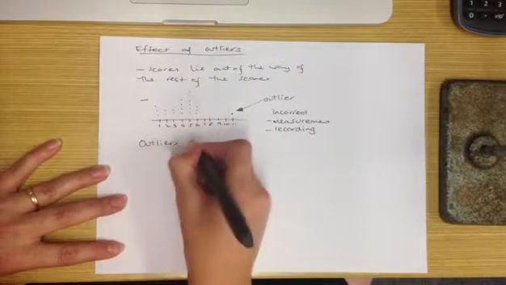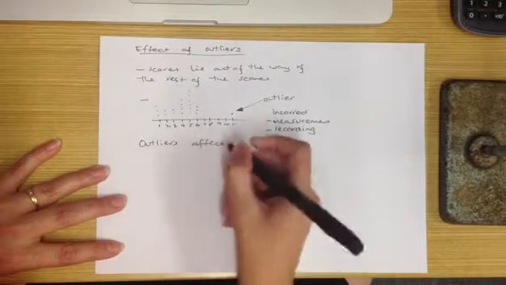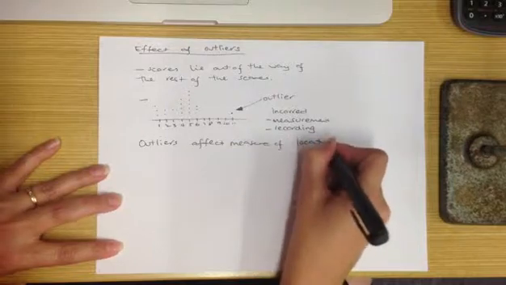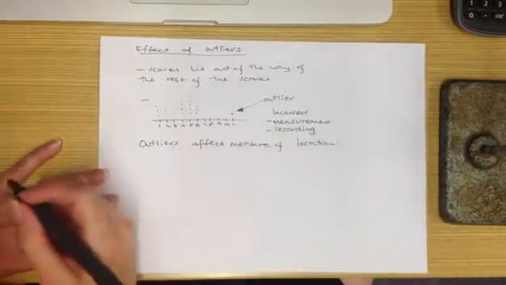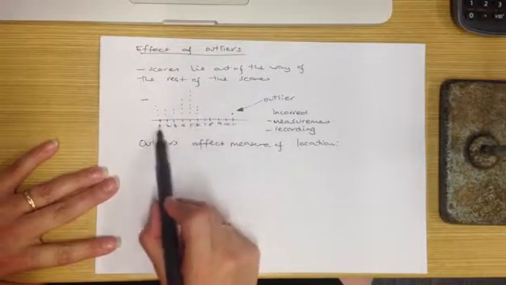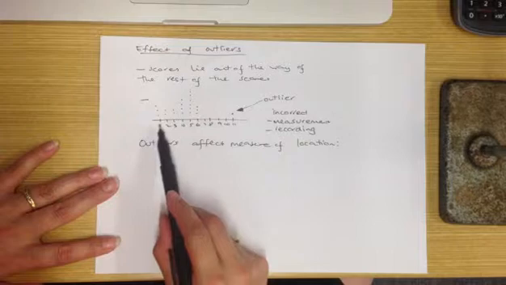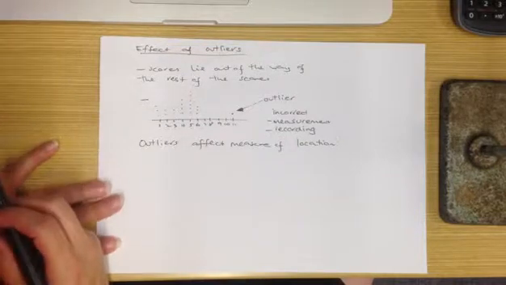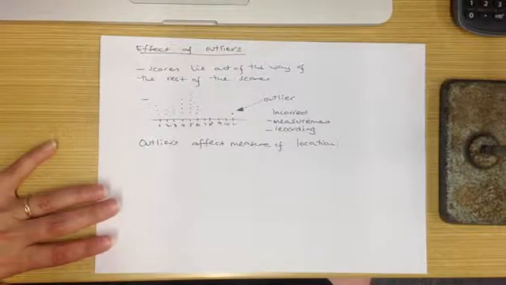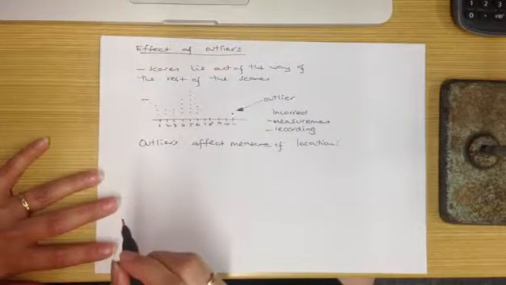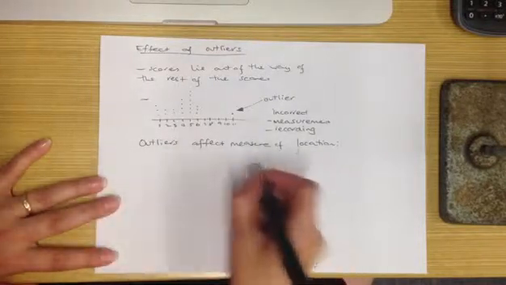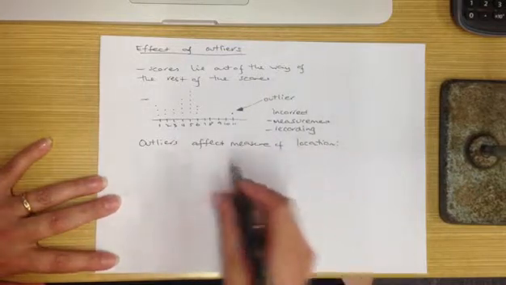Outliers affect the measures of location. They do affect the measure of spread, but really the only measure of spread they affect is the range, because instead of the range being 6 take away 1, which is 5, the range would be 11 take away 1, which is 10. So it would give you a bigger range. But the interquartile range is probably the most accurate measure of spread, and it's the one we would use most commonly, and it's not going to be affected by an outlier at all. So outliers affect mostly the measures of location.